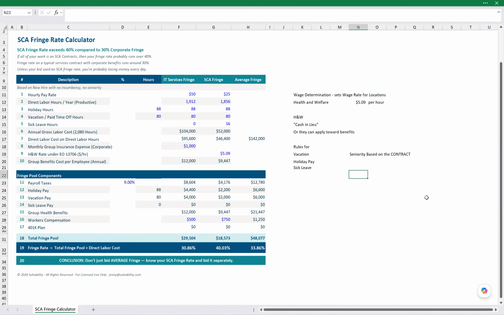So they had gone from, maybe they started out at 80 hours a year if you're a brand new employee, and they'd built up on the schedule. So they were getting 160 hours a year.